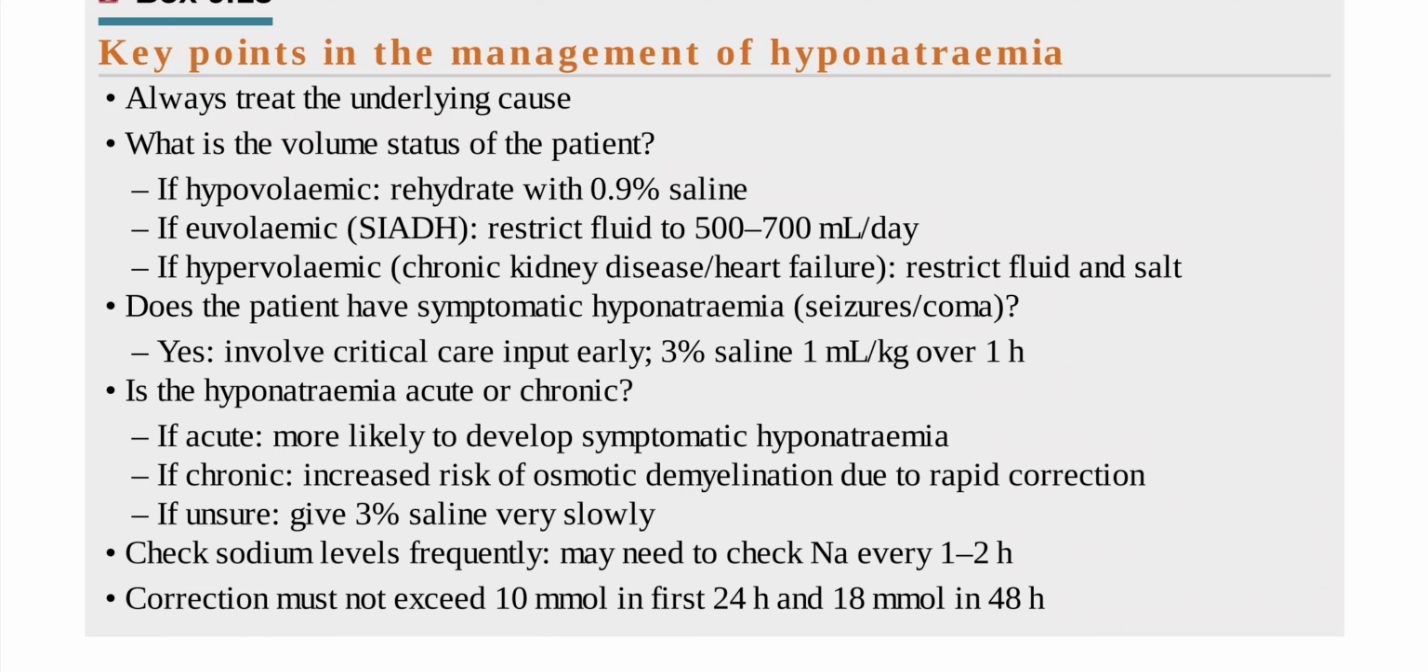Point of treatment of hyponatremia. Number one, if the patient has symptoms, so the development of hyponatremia is acute, that means less than 48 hours of duration, you treat the patient with 3% sodium chloride solution IV, 1 ml per kg body weight.